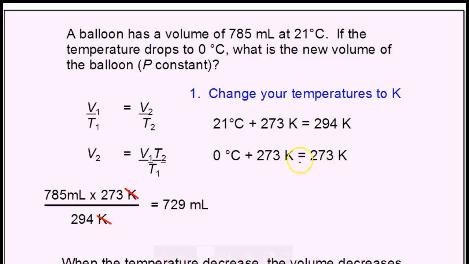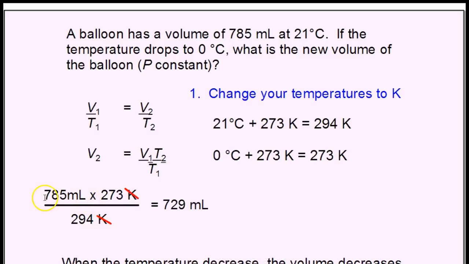Easy. Now, what we're looking for is we have a volume of 785 milliliters, and we want to know what the new volume is going to be. So our new volume is the volume of change, so this is V2. Just like we learned in the previous screen, we've got to get V2 by itself. So V2 is going to be equal to V1 times T2 divided by T1. So easy, we're going to do just a little bit of multiplication and division.